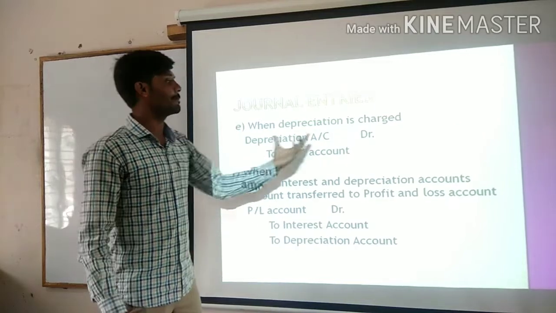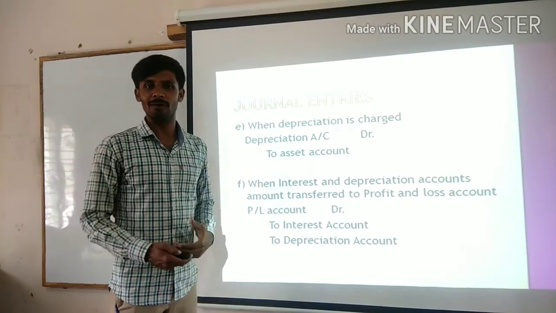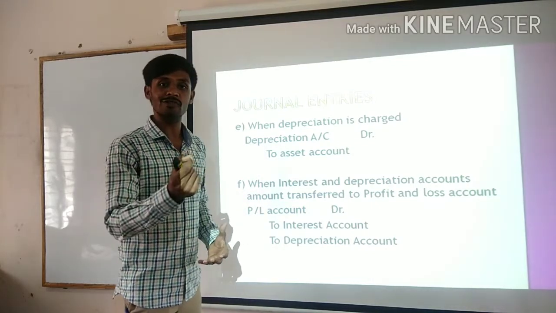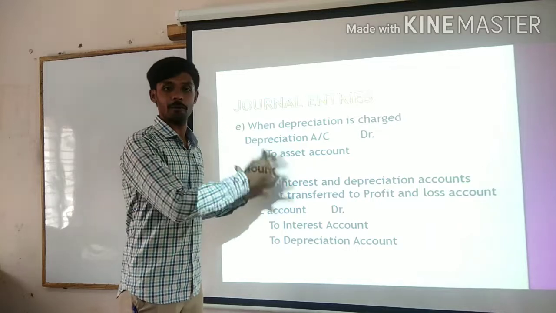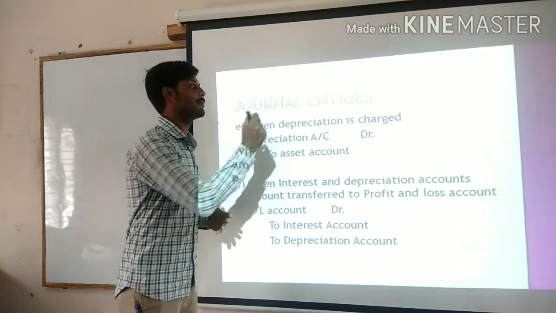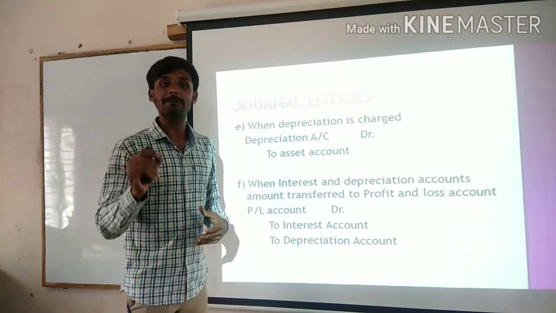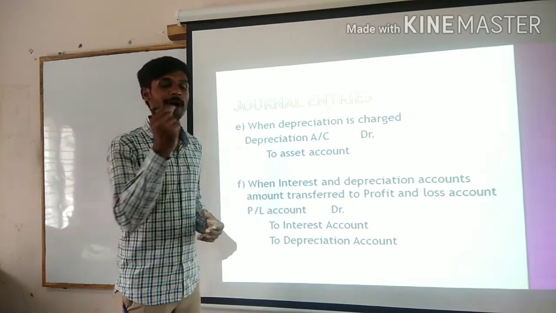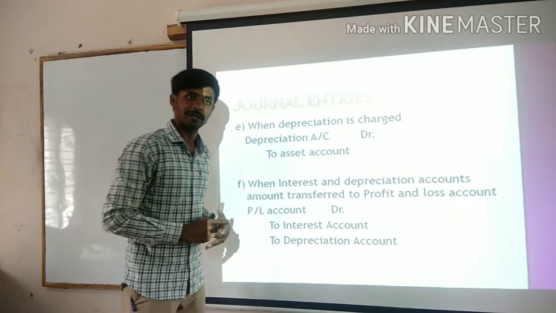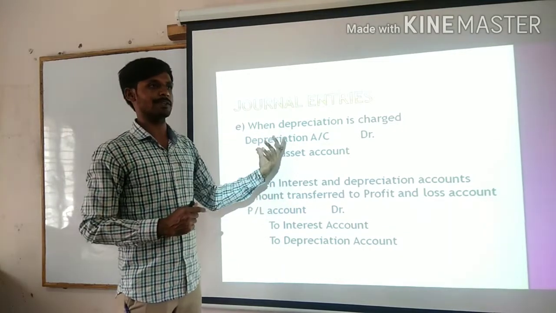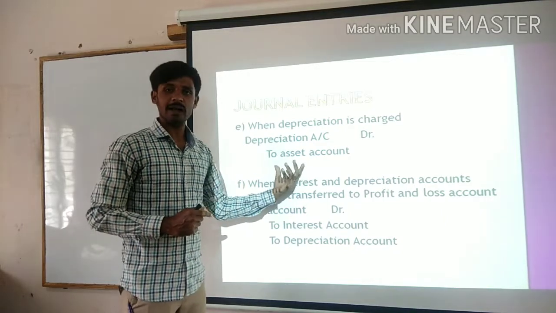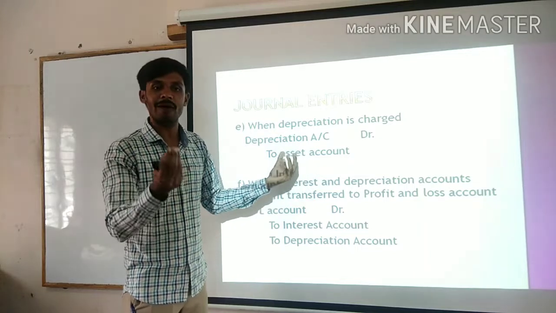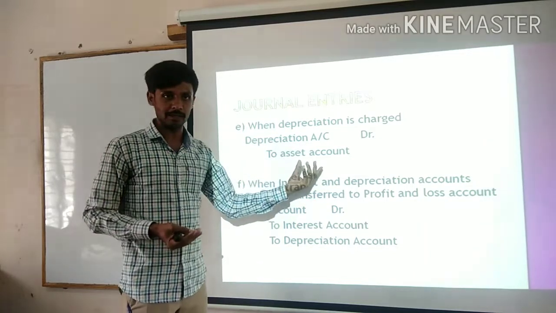Next one, when depreciation is charged every year. What do we mean by depreciation? Depreciation means a gradual decrease in the value of the asset. What is the major objective of charging depreciation? Replacement of the asset. If we are charging depreciation, we pass one entry: depreciation account debit to asset account. Depreciation is an expense, nominal nature. Asset is real nature of account, credit what goes out. The asset value is going out, so we credit the asset here.